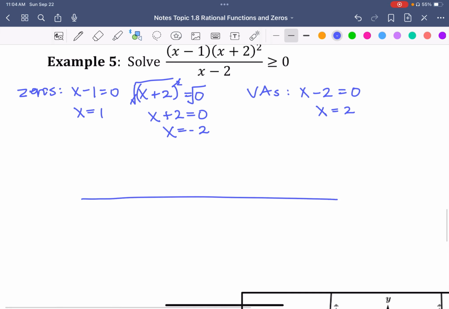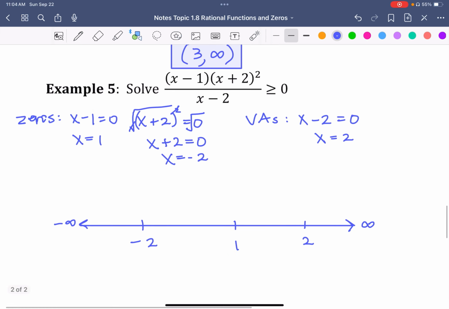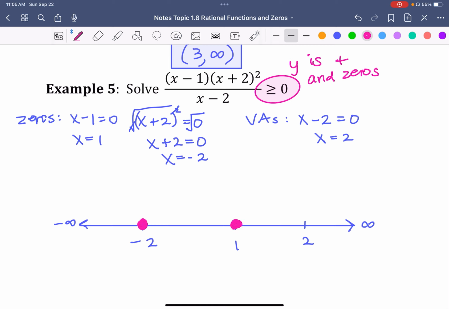Okay, we're going to make our number line. Don't forget to put positive and negative infinity. Put your numbers in order from smallest to greatest, so negative 2, 1, and 2. Now the question we're being asked is, where is y positive? And we're going to include the zeros. So if we're including the zeros, which I got, at 1 and negative 2, that means that these numbers will have closed bubbles on them, closed circles, okay?